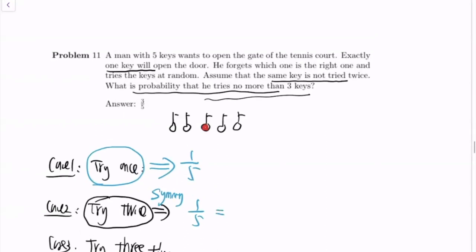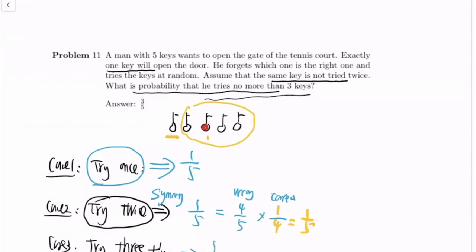Or you can calculate it: the first time is wrong, that's 4/5, and then the second time is correct. After I get a wrong key, I know this one's wrong, then I need to choose from these four to get the correct one, so it's 1/4. Again you just get one-fifth. Regardless of the approach, there's no difference. Whether you get it the first time or the second time, the probability is 1/5. This one is similar. Again, the probability will be 1/5.